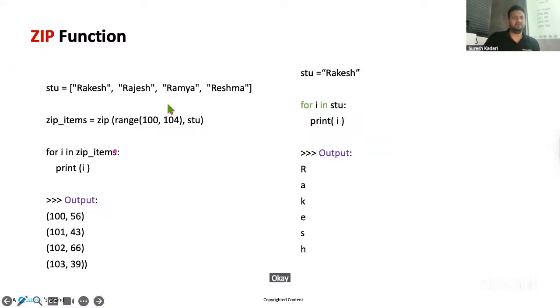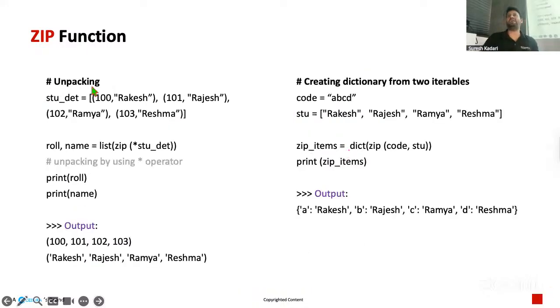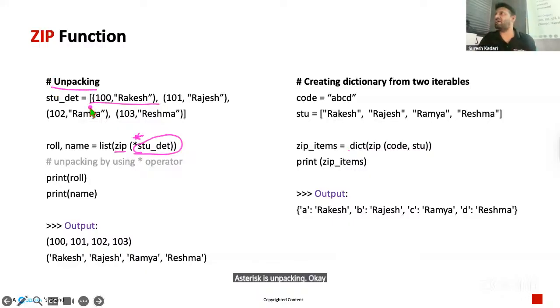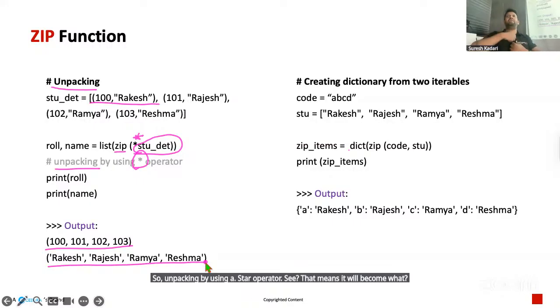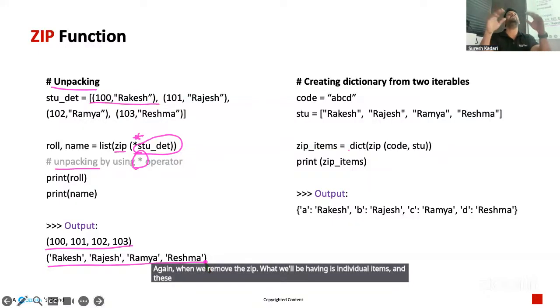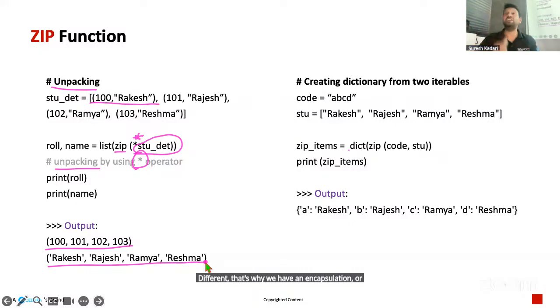Here, I taught you this, right? Now, unpacking or unzipping. So what happens here? Now I already have a zipped item. Just by using the star, the asterisk, I can unzip it. Zip with an asterisk is unpacking. Don't say unzipping, say unpacking. So unpacking by using the star operator. Again, when we remove the zip, what we'll have is individual items. And that's why we have an encapsulation, a sequence called tuple.